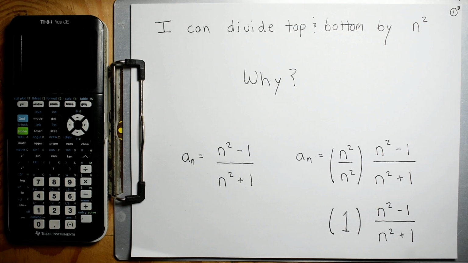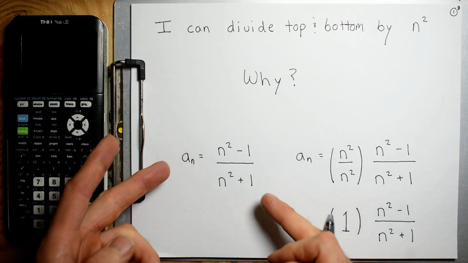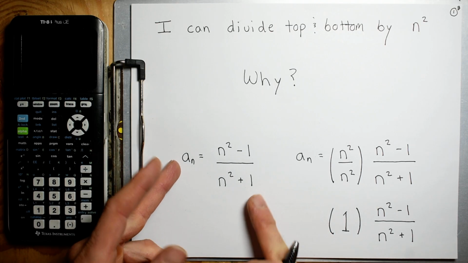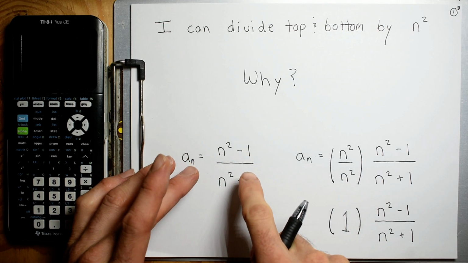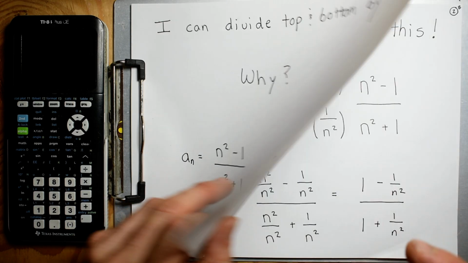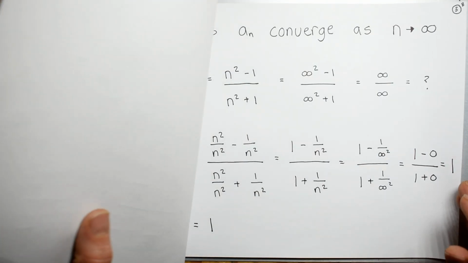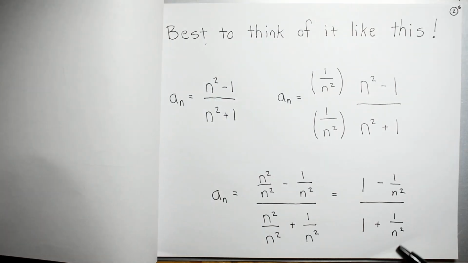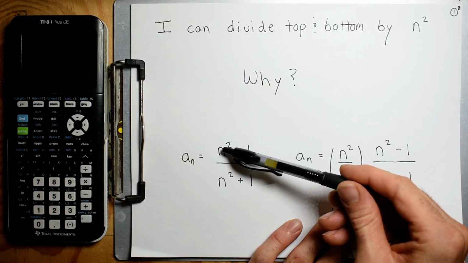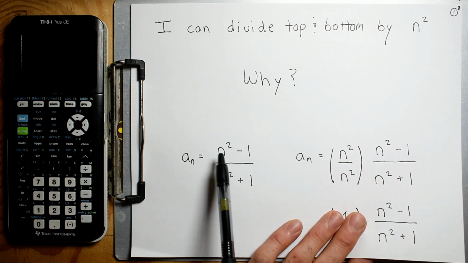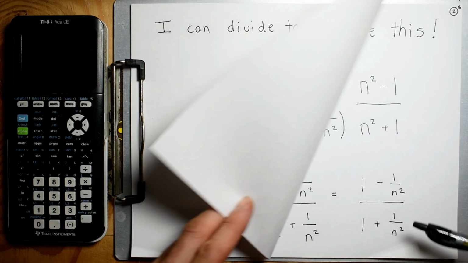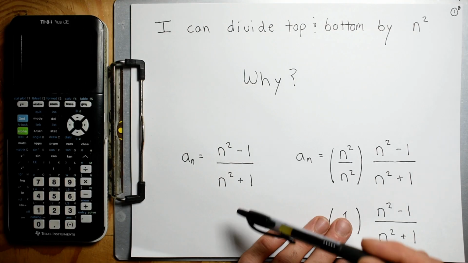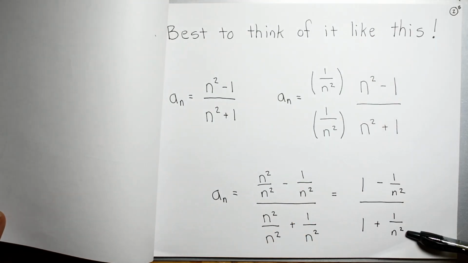One of the things that you can do is you can take a sequence like this and simplify it. You can divide the top and bottom by n squared. And so what that gives you is something that looks like this. If I divide the numerator by n squared, then I'm going to have n squared over n squared, which is 1, minus 1 divided by n squared. And then the denominator, very similarly, we're going to have that.